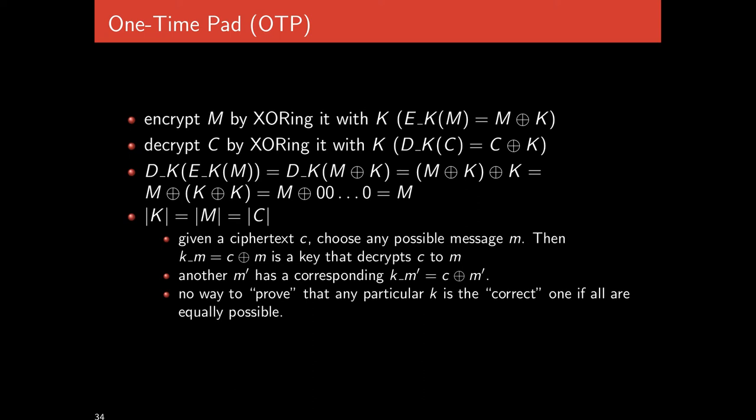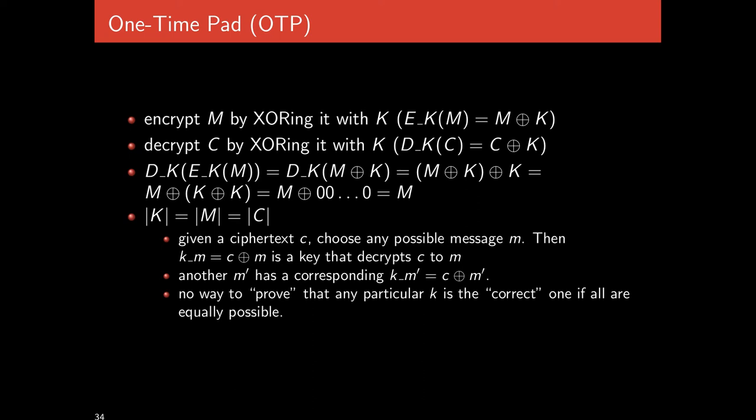The decryption operation works by, again, XORing it with that key K. So the decryption is the same as the encryption. So it's just like ROT13 that we talked about. The encryption and decryption operations are the same. Now we can see the identity. So the decryption with K of the encryption with K of a message M is equal to the decryption with K of M XOR K. That's just the encryption function, which is M XOR K XOR K.